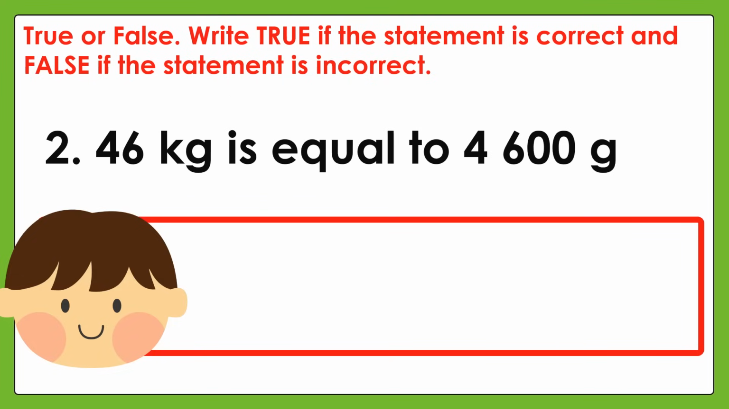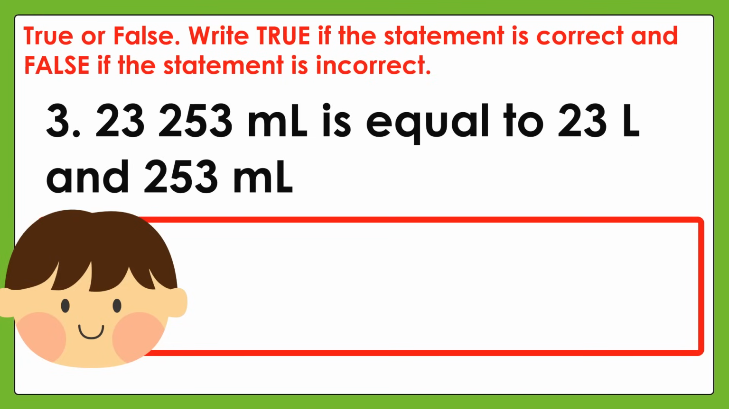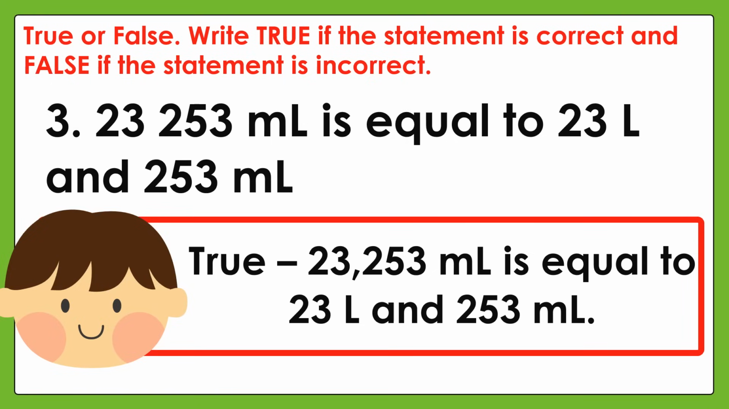Number 2, 46 kilogram is equal to 4,600 grams. The answer is false. 46 kilogram is equal to 46,000 grams. Number 3, 23,253 milliliters is equal to 23 liters and 253 milliliters. The answer is true.